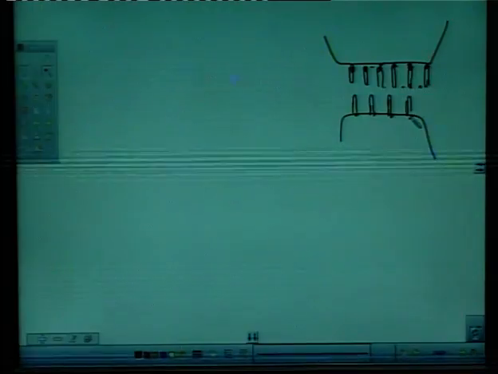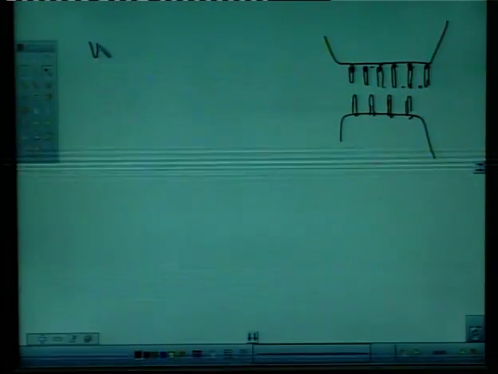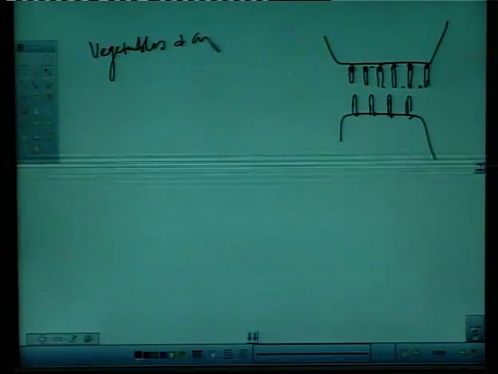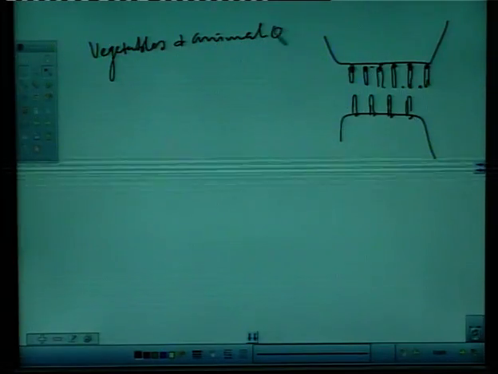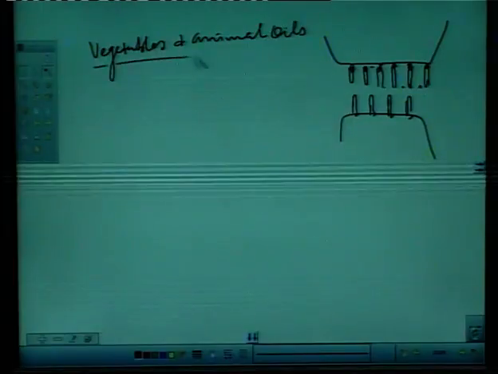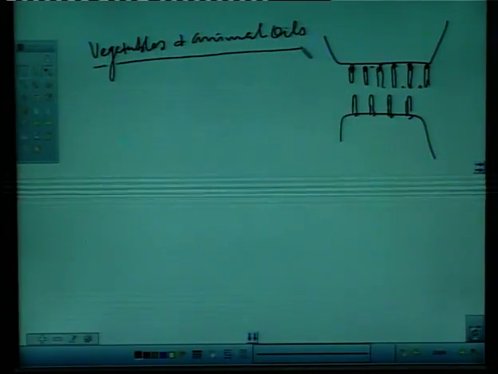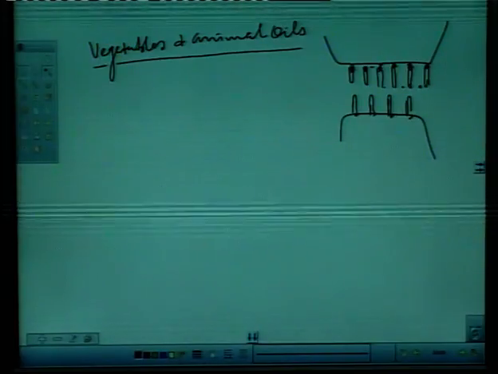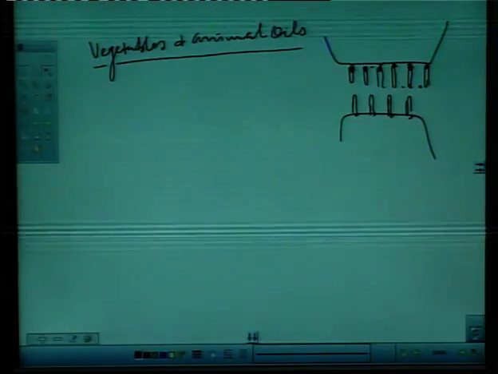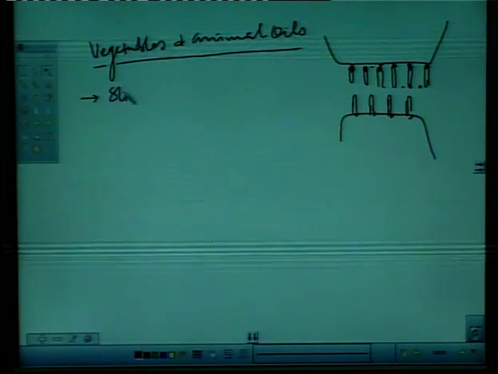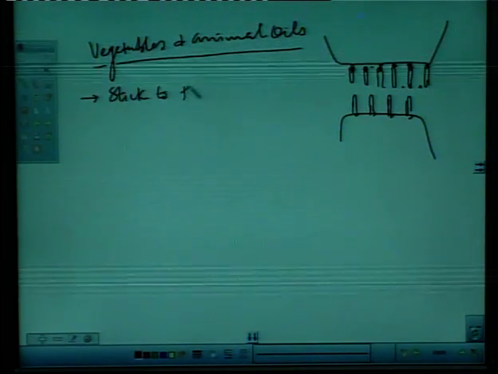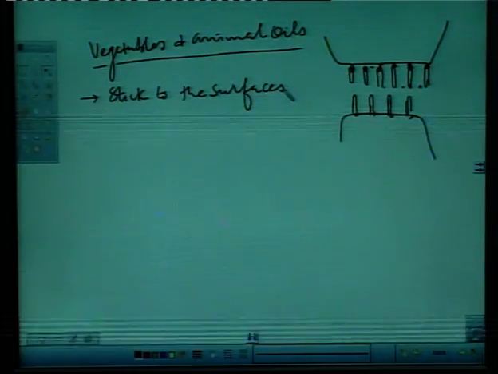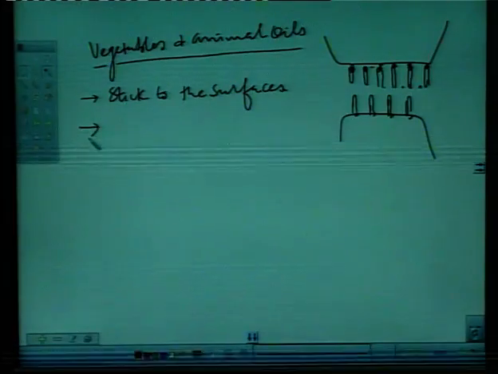So these are vegetable and animal oils. So the lubricant used in thin film lubrication is vegetable and animal oil. Why are these used? Because they stick to the surfaces where metal to metal contact is possible.